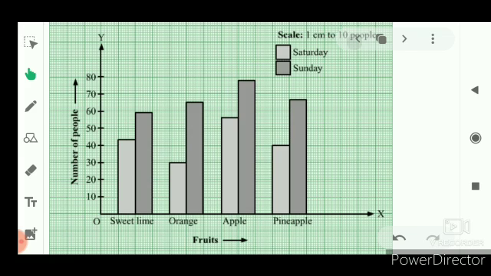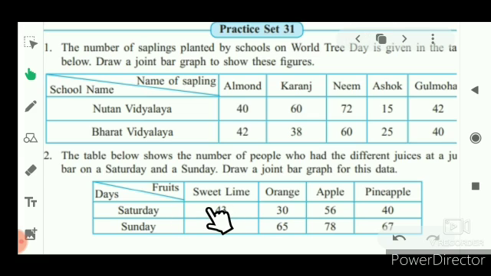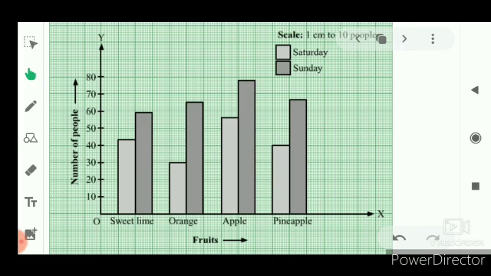Here, see the question. The different fruit juices are given: sweet lime, orange, apple and pineapple, and these are the number of juices on a particular day. So first of all, we will make the graph for Saturday. Okay, this is the graph. On the x-axis we can take the fruits: sweet lime, orange, apple and pineapple. Likewise, on the y-axis we can take the number of juices.